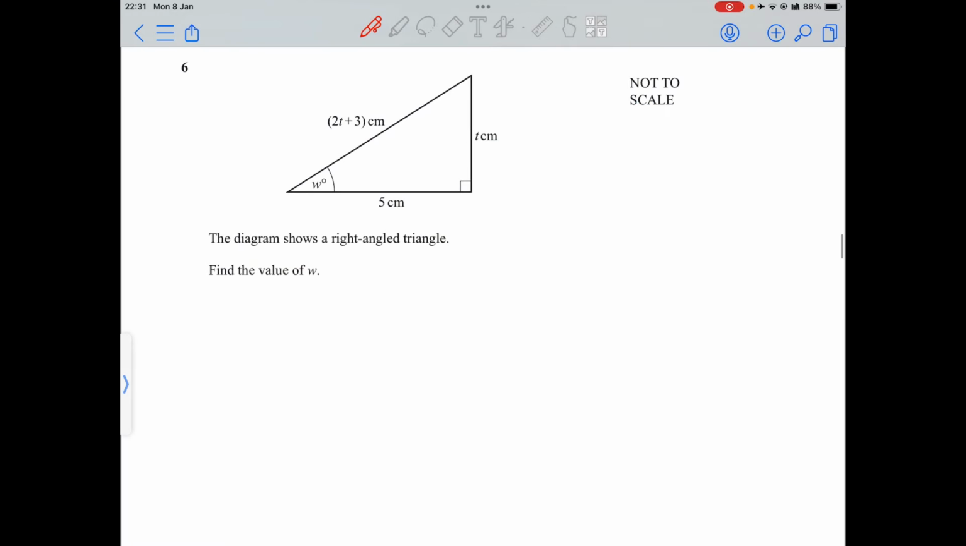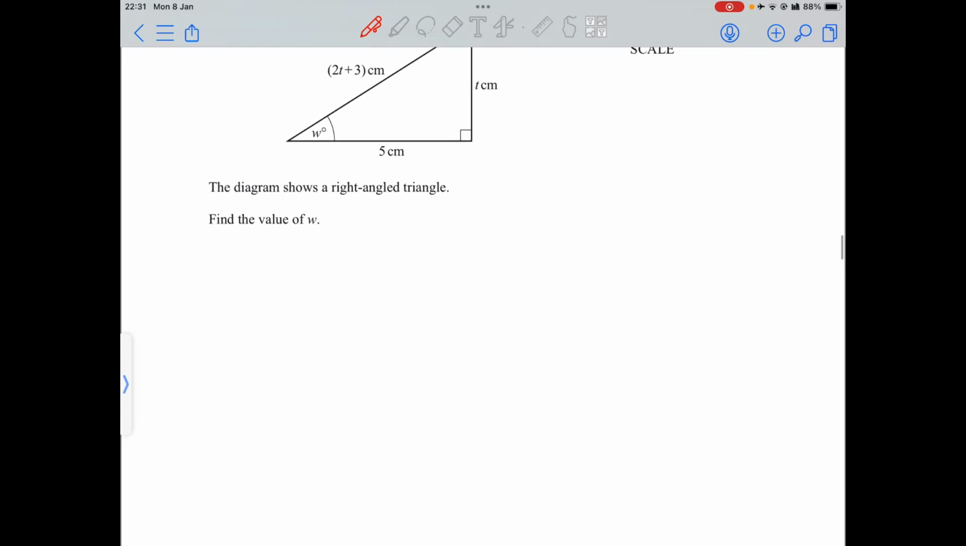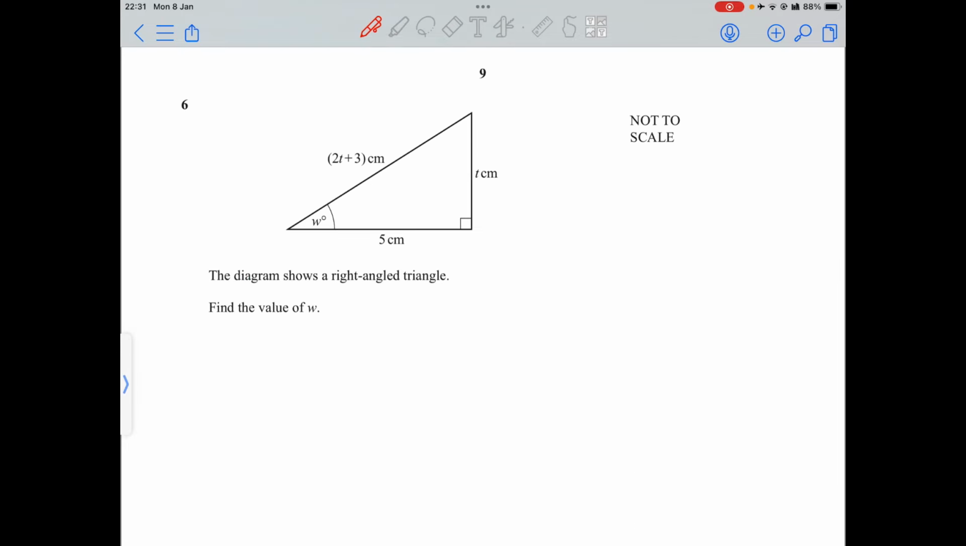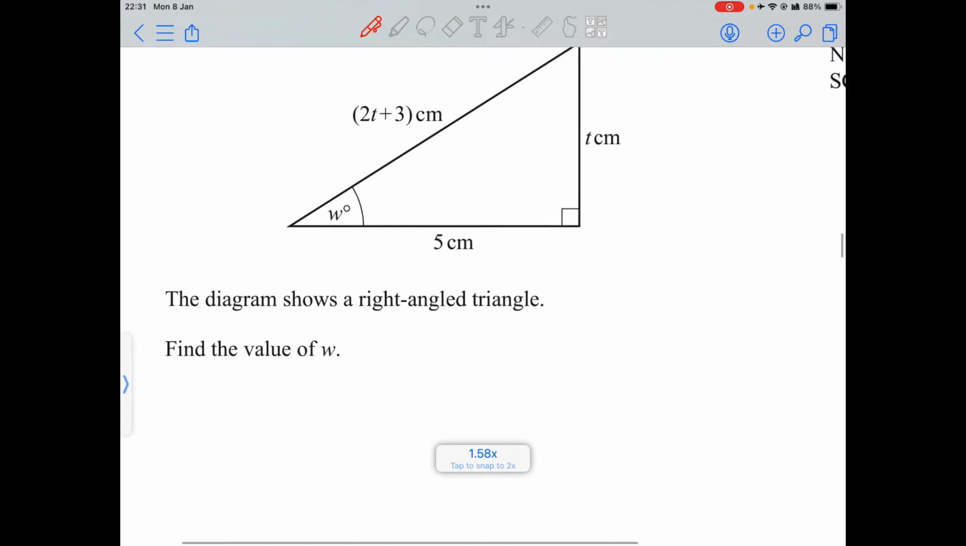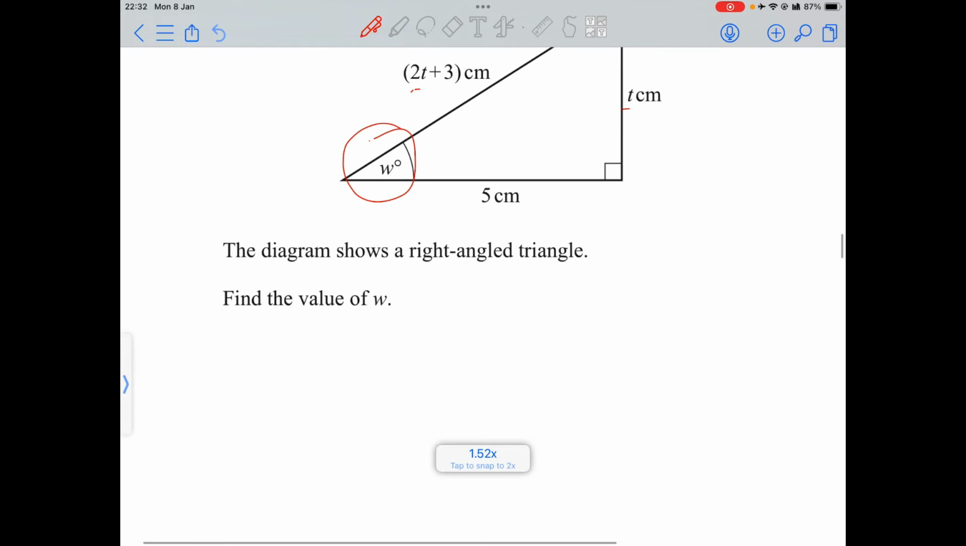This is question number 6, which is on trigonometry, and for some reason this question is 7 marks, which is quite possibly the biggest single question in trigonometry. So obviously it's not going to be an easy question, and let's see. The diagram shows a right angle triangle. Find the value of w. Now remember, you can't simplify because t is a value which is not given, and 2t plus 3. First of all, we need to figure out what t is.